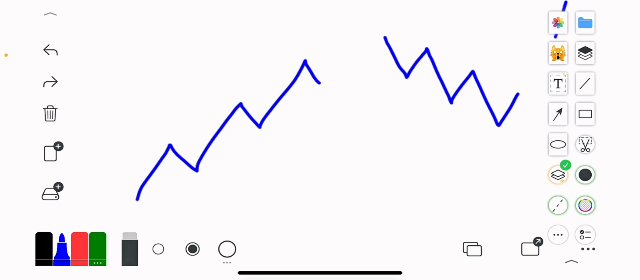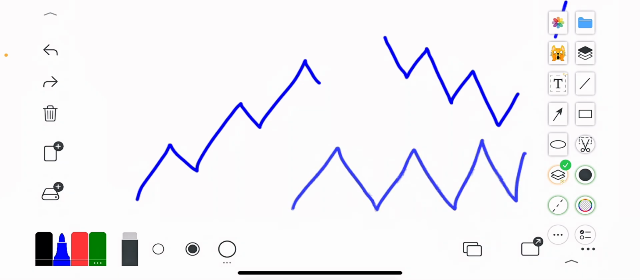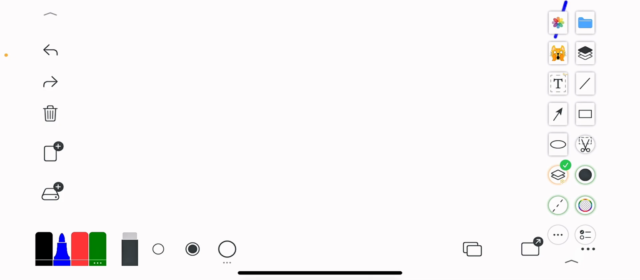And then the last is the ranging market, which is more of a consolidation. It's a situation whereby the market is going nowhere. It's just ranging at a spot, just going sideways.